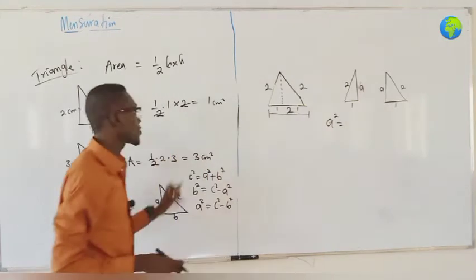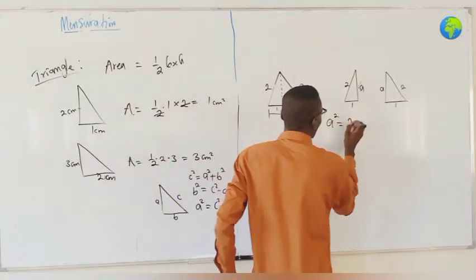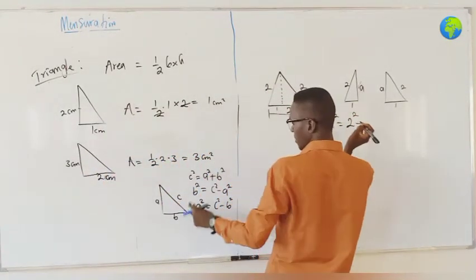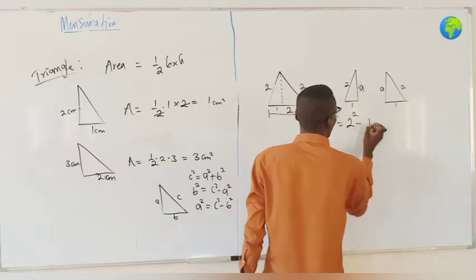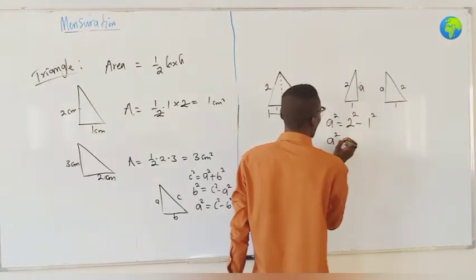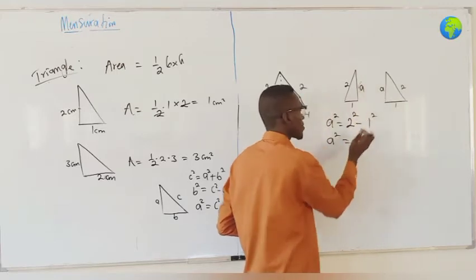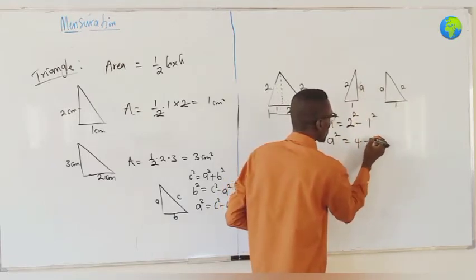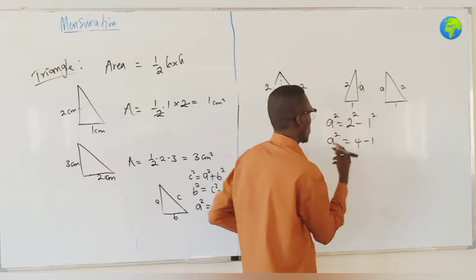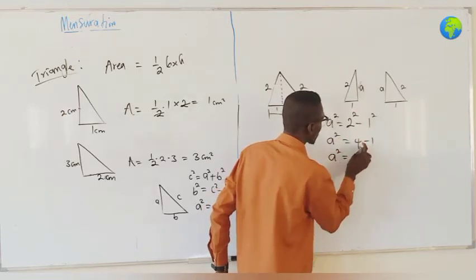Looking at this, C is what? C is 2. So I'll put 2 square minus, what is our B square? B square is 1. So 1 square. So A square is equals, 2 square is what? 4. We have 4 minus 1. Because 1 square is what? 1. So I'm having my A square is equals 4 minus 1.